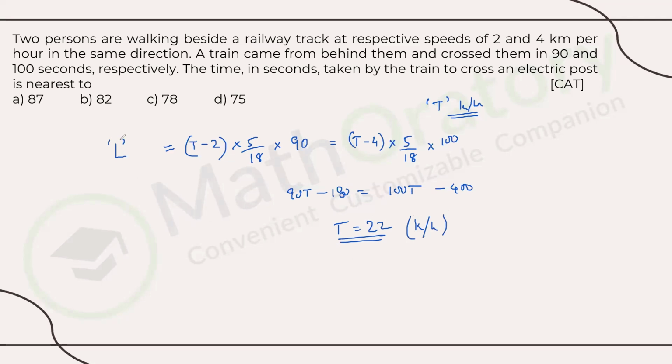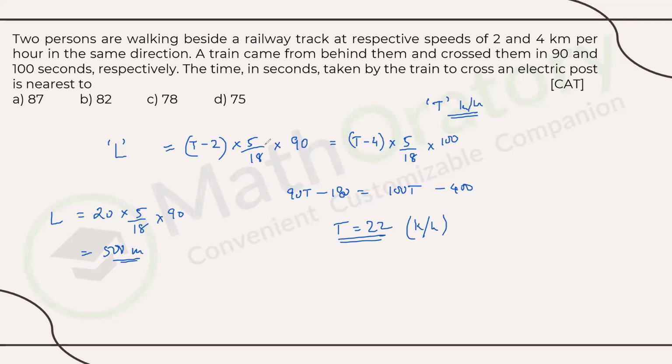Now coming to the length of the train, because that is also relevant. When the train is crossing the electric post, it is crossing with this speed, but it is covering its own length. So L is also important out here, right? So let us calculate L using either of these two pieces of information. I'm just using the first one. So T is 22, so we have 22 minus 2, that is 20, times 5/18, times 90. So this goes off as 5. So 5 into 20 is 100 and then 5 multiplied, so that is 500 meters.